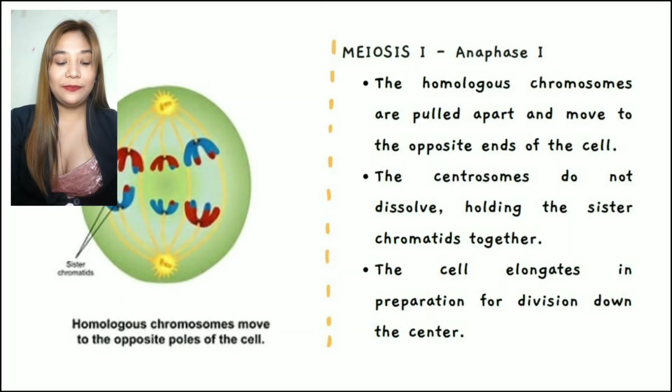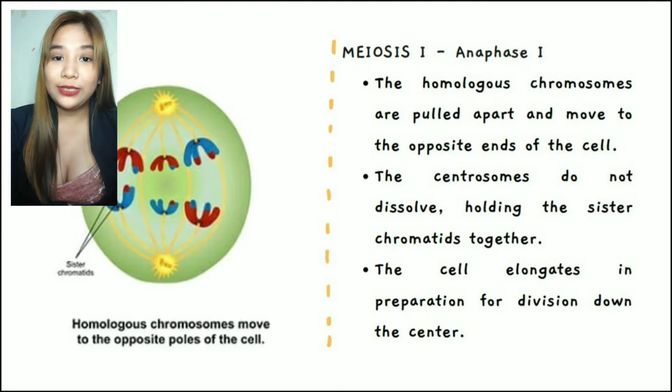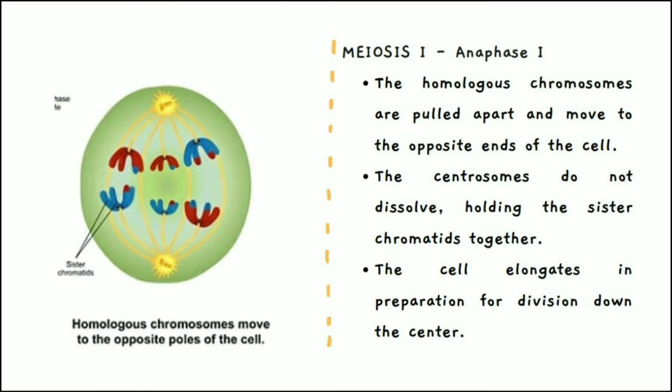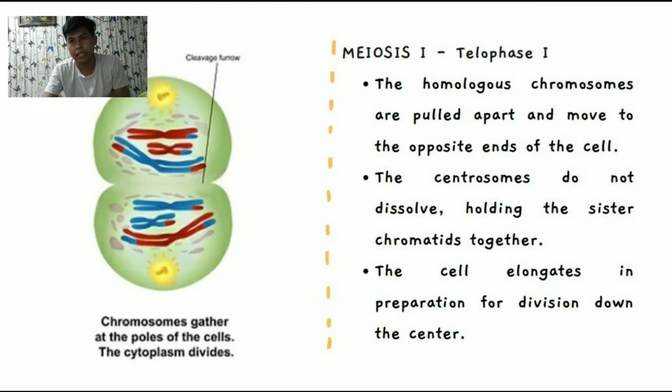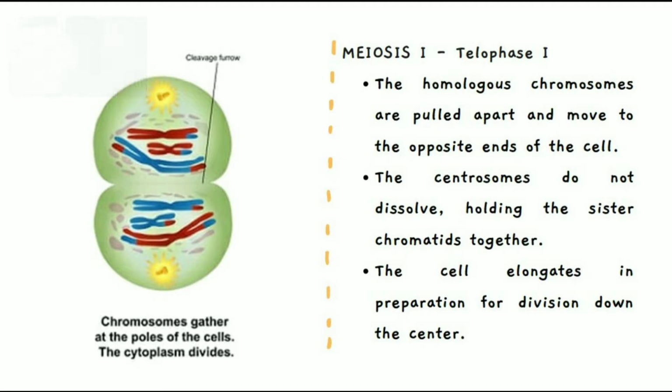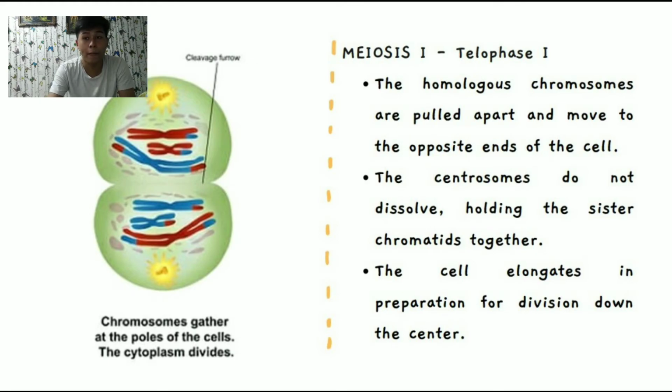And next is anaphase 1. Homologous chromosomes separate and it's starting to divide and form new cells. Telophase 1, okay? The homologous chromosomes are pulled apart and moved to the opposite ends of the cell. The centrosomes do not dissolve, holding the sister chromatids together. The cell elongates in preparation of division down the center. That's all from meiosis 1.